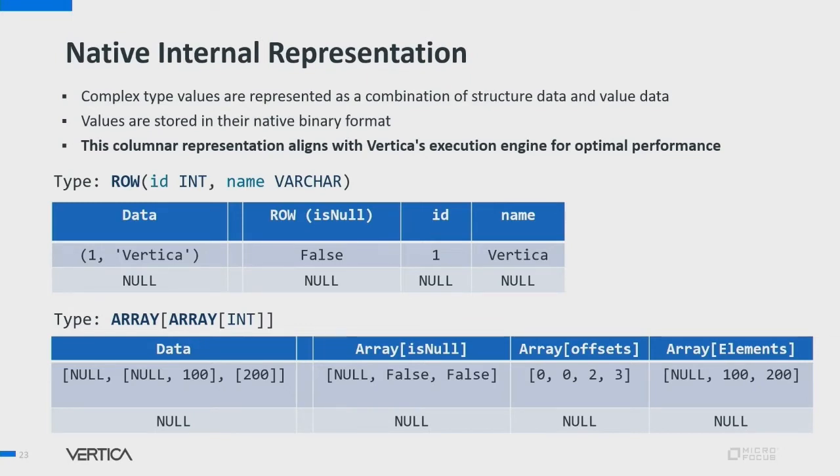We have two structure columns for each array dimension: a column to indicate whether each array element is null, and another column to indicate the offsets of each array element. These offsets are used to index into the final column, which is the array values column. This values or elements column contains all of the array values packed together.